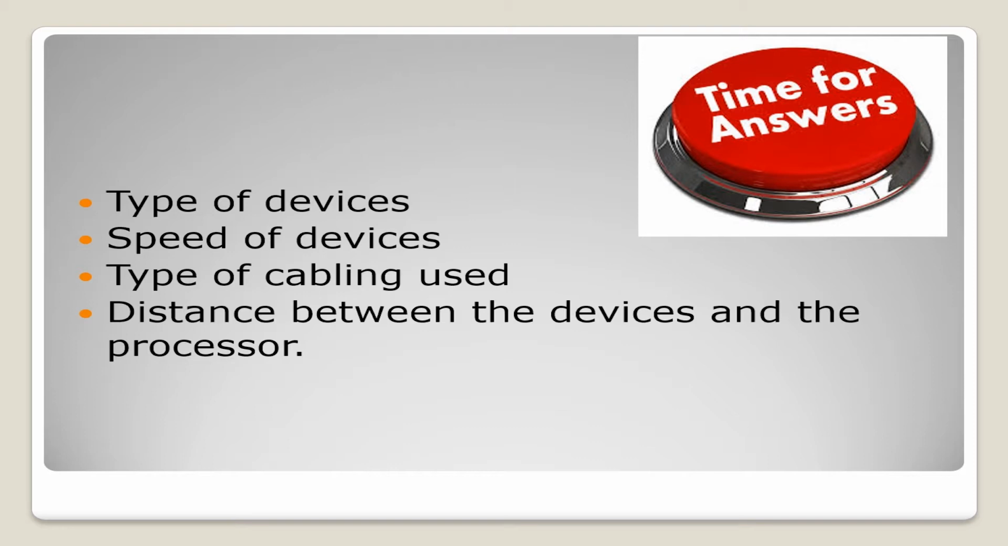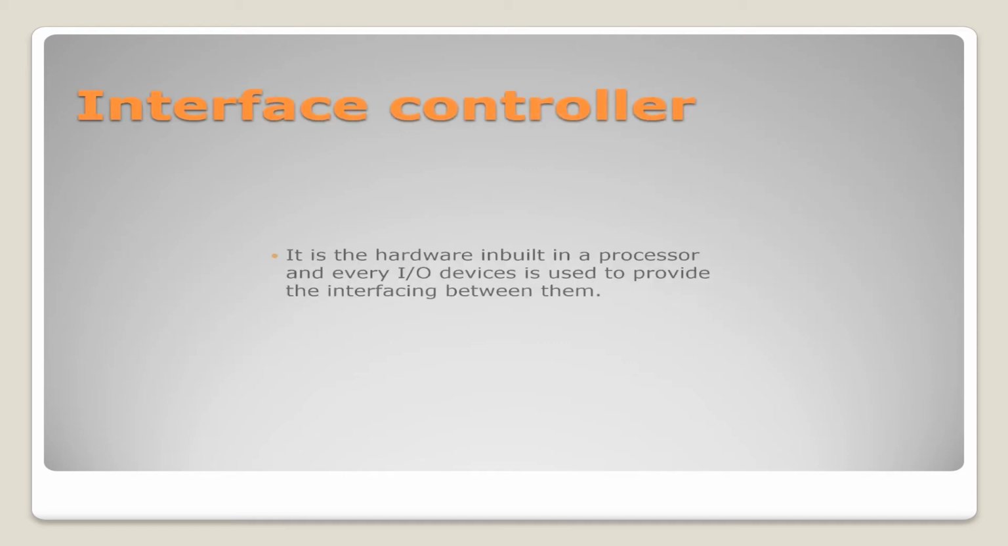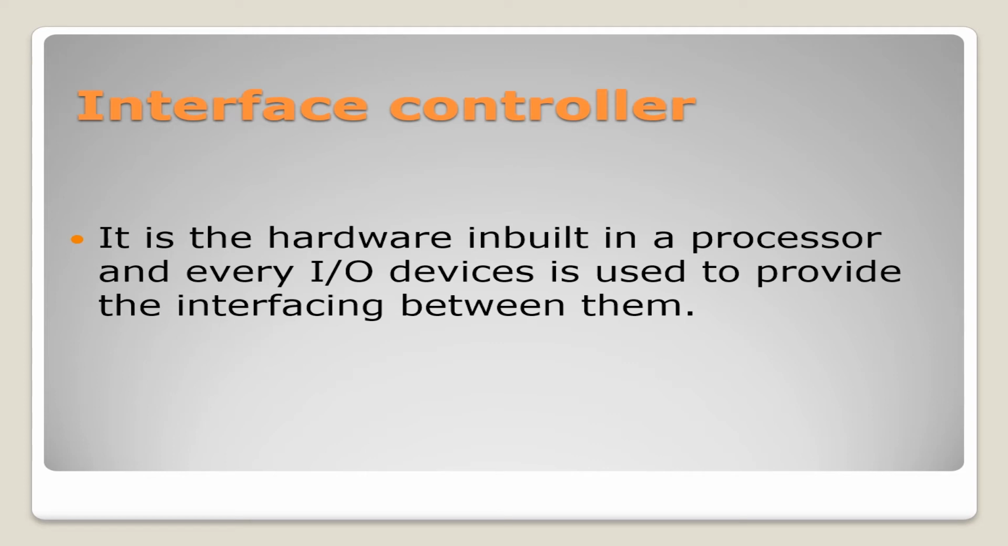For most of the devices, the digital signals used by central processing units are not sufficient for the communication. The encoding schemes and the voltage of the devices may differ from the internal specifications of the processing system. So, we need some device which converts or controls the various data transferred from the peripheral to the system or vice versa. As you can see here, the interface controller is the hardware built into a processor, and every input-output device is used to provide interfacing between them.